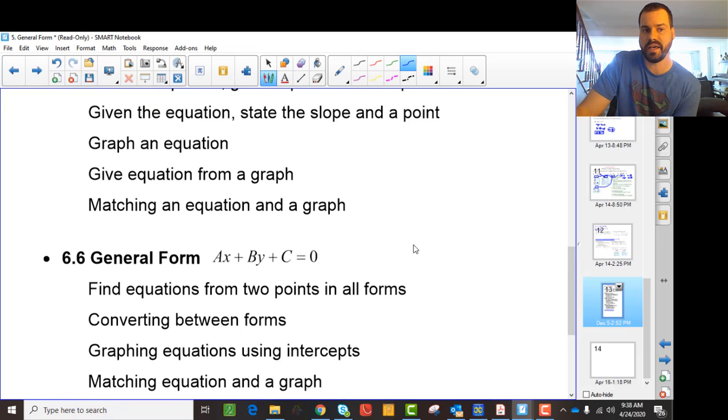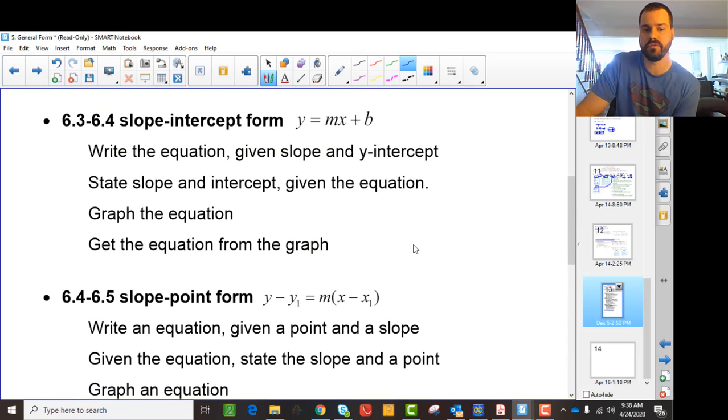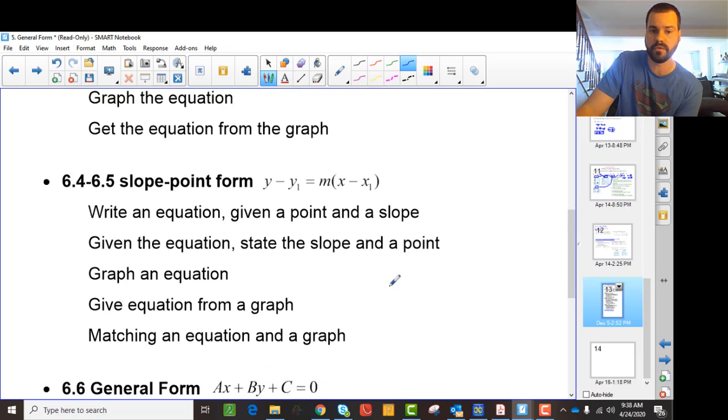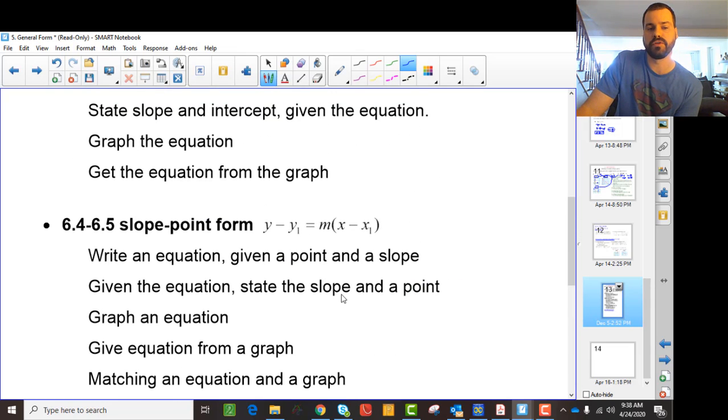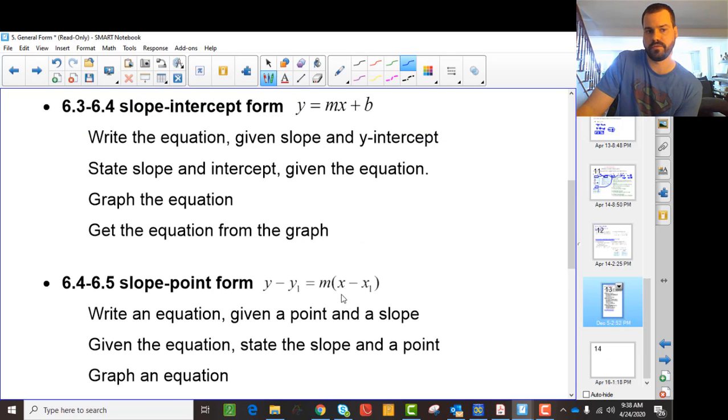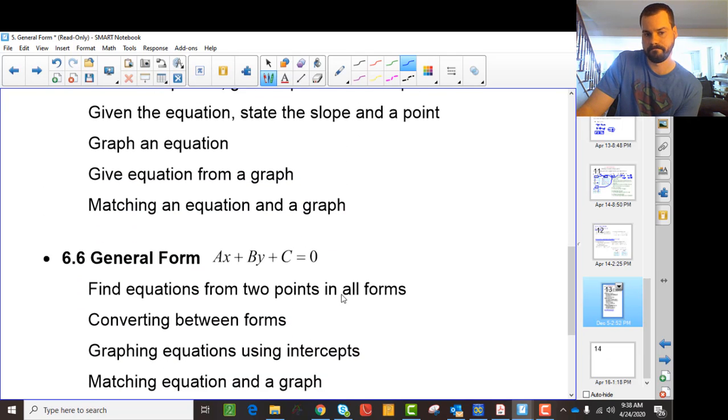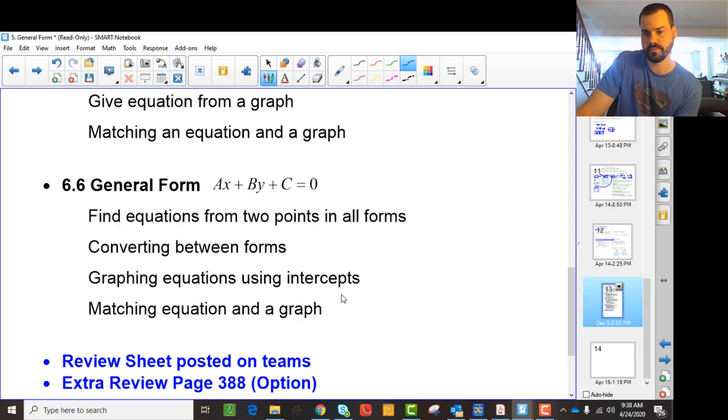Okay? And in each case, in each of these forms, what you have to be able to do is write an equation, given information, and state the information from the equation. So if I already give you the equation, you should be able to tell me a slope and an intercept, or a slope and a point, or the x and y intercepts. Okay? And then you have to be able to graph the equation and get an equation from the graph for each form. So that's kind of what you need to be able to do.